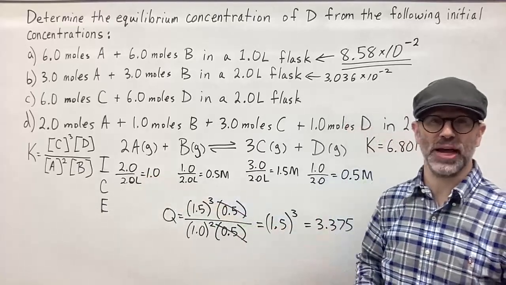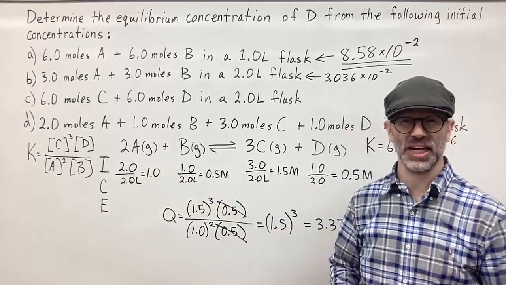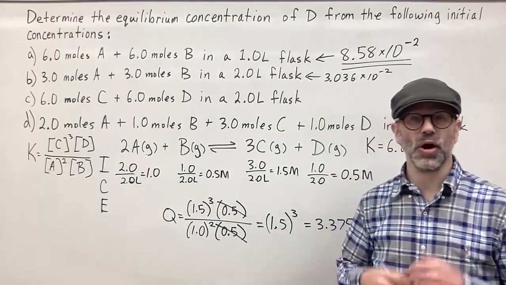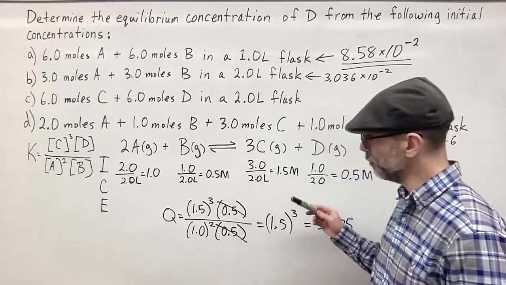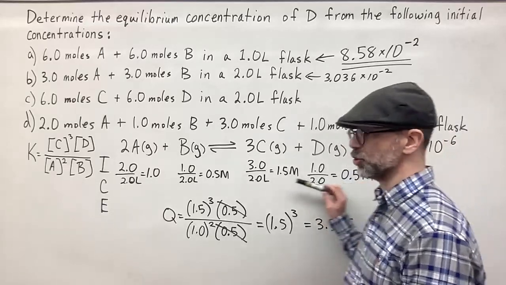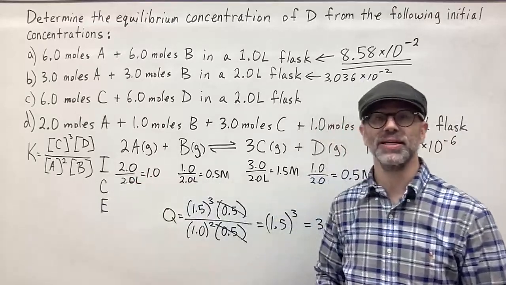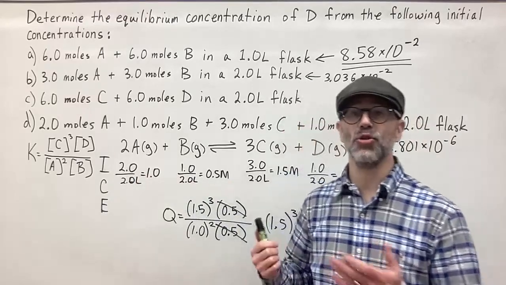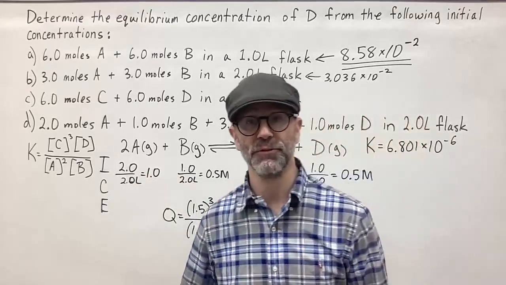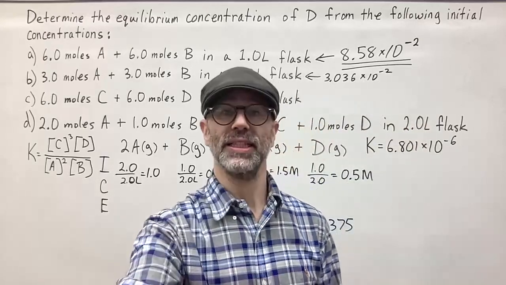So we have to do a stoichiometry IF table first. We're going to have to do the stoichiometry in moles first, and then from there do an ICE table just like we did for part C. So let's get ready for that.